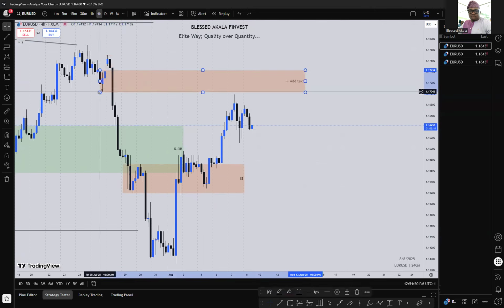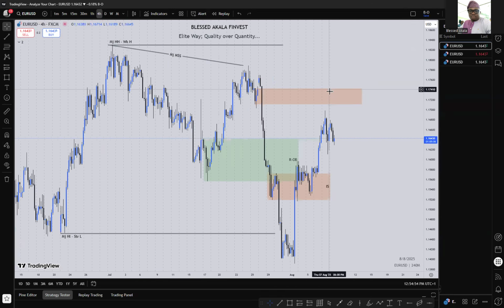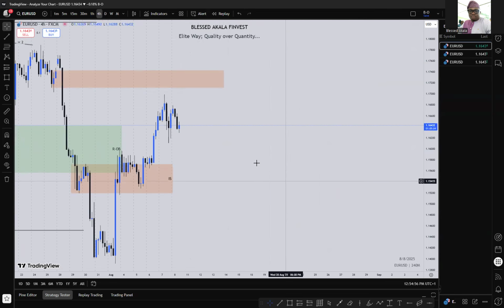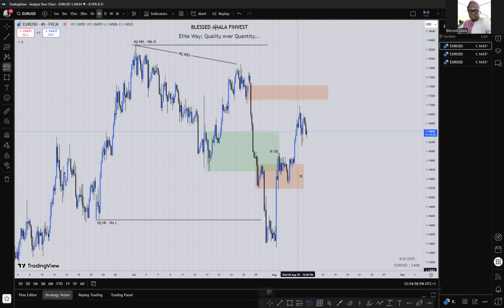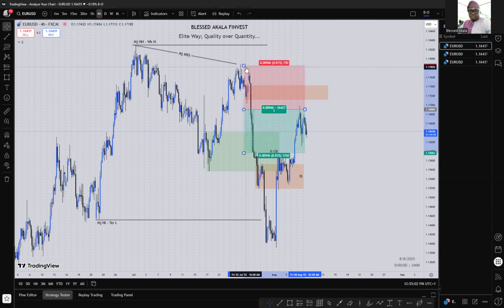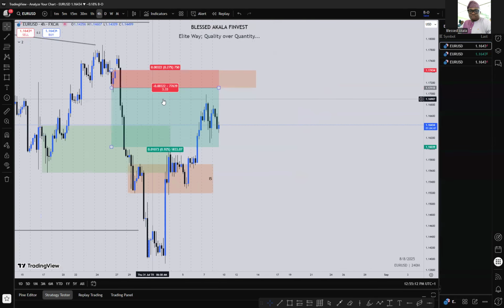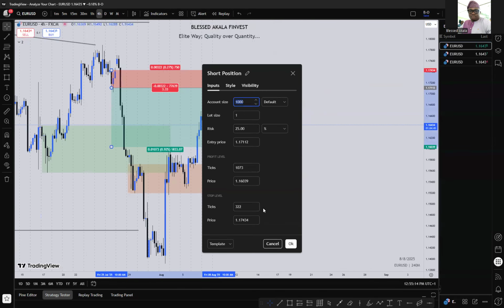So personally, I'll be selling from this particular level, so this short is still going to be in place. Still going to be shorting from this level here. I'm going to be shorting from this particular leg here. I'm going to be shorting from that level. And that's 32 pips in the market.